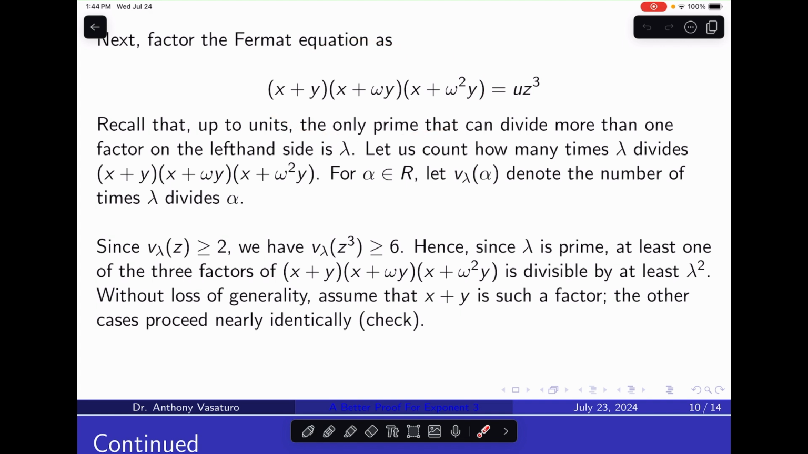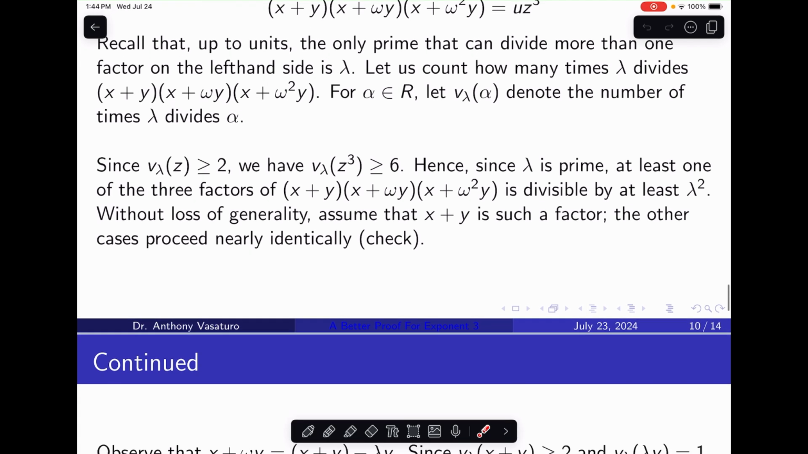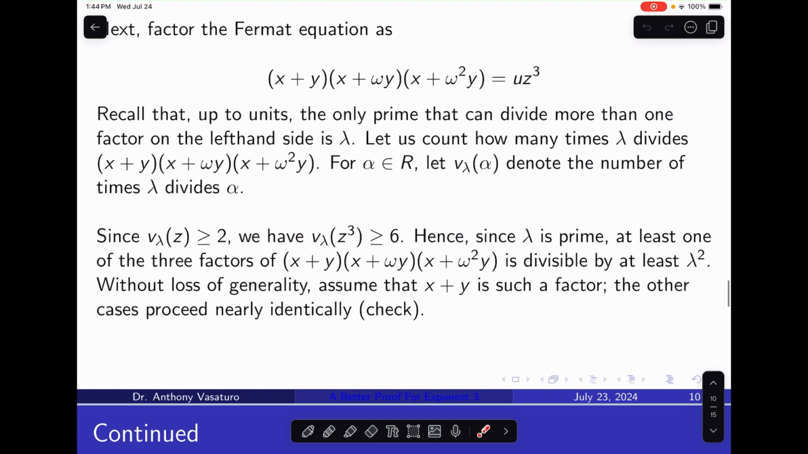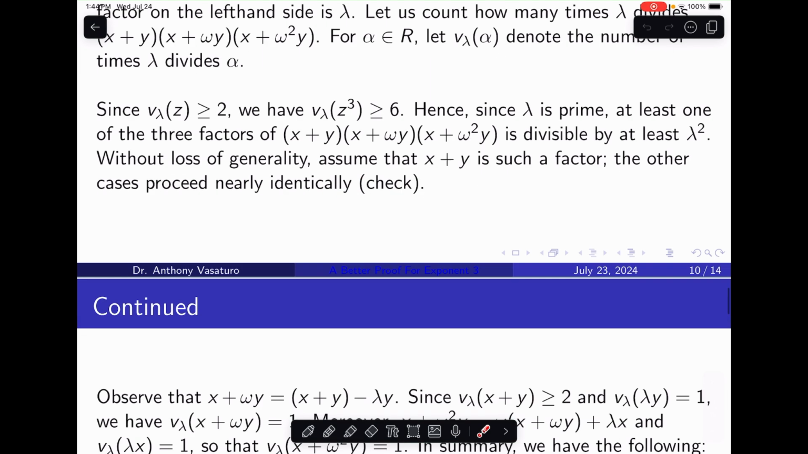Without loss of generality, we're going to assume for the rest of the proof that x plus y is divisible by lambda squared. The other cases are nearly identical. I can say, okay, so this was a gap. You have to actually check this, but it's true. I've checked it. The other 2 cases are nearly identical to the proof I'm about to give. In fact, you really just have to change these first few lines. Okay, so again, for the rest of the proof, x plus y is divisible by at least lambda squared.